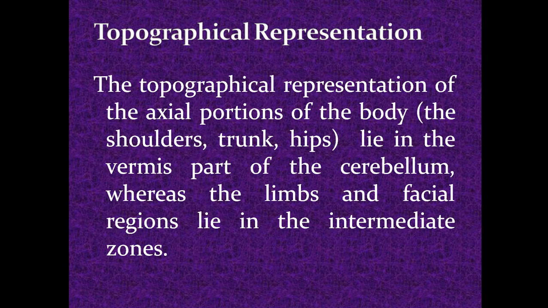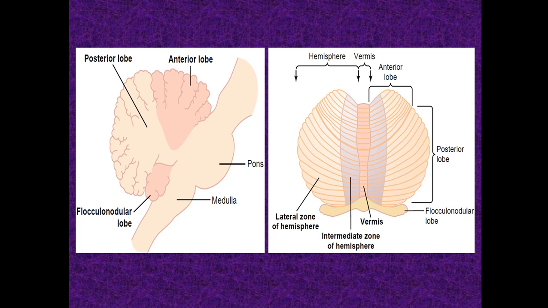Again, the topographic presentation: we said that the axial portion of the body, shoulder, trunk, and hips, is in the vermis, in the midline, and the vermis means worm in Greek, whereas the limb and facial region distally lie in the intermediate zone on each side of the cerebellar hemisphere.